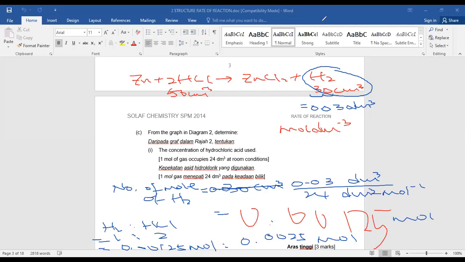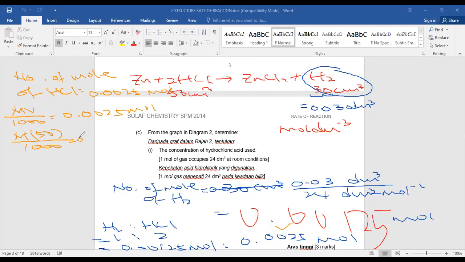Okay, I'm going to use another color. I'm going to use the orange and I'm going to put it here. Now, from here, the 0.0025 means that the number of mole of HCl equals 0.0025 mole. Meaning to say, if I calculate MV over 1000, it will be equal to 0.0025 mole. Now the M is something that we are looking for. The V is 50 from our question.